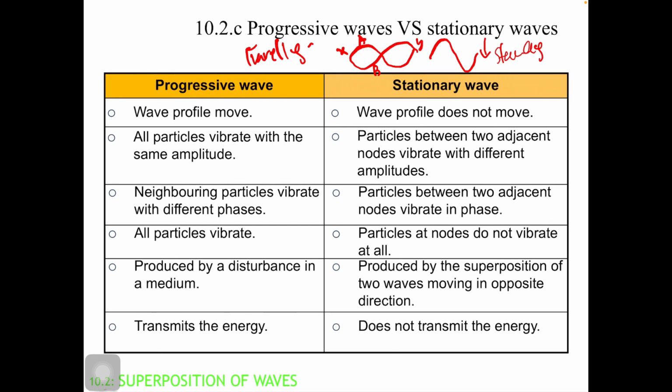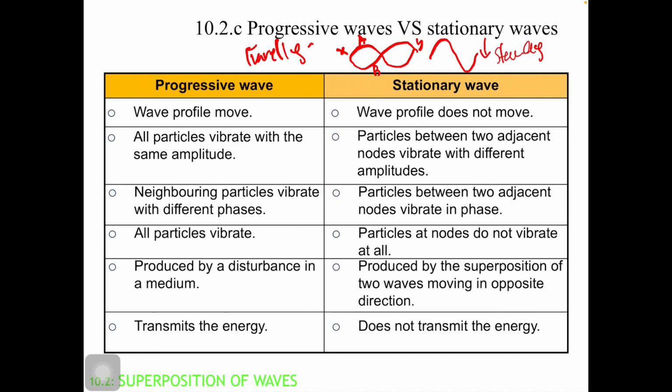Second one, in a progressive wave all particles vibrate with the same amplitude. Okay, tapi in a stationary wave, particles between two adjacent nodes vibrate with different amplitude. Amplitude dia berbeza. In a progressive wave, neighboring particles vibrate with different phase. Kalau stationary, particles between two adjacent nodes vibrate in phase. So kalau nodes dengan nodes vibrate sama phase. Okay, kalau progressive, all particles vibrate. Stationary, particles at nodes do not vibrate at all.